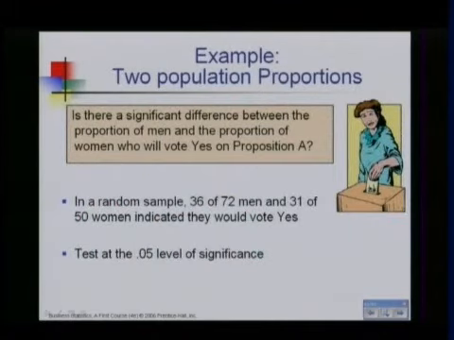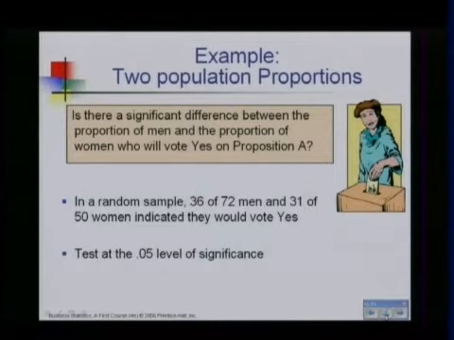Here's an example. Is there a significant difference between the proportion of men and the proportion of women who will vote yes on proposition A? We took a random sample of 72 men and 50 women. 36 of the men said they would vote yes. 31 of the women indicated they would vote yes. Test at the 0.05 level. Okay, so we have some information here, and we can go to our whiteboard to show you how to use that information to solve our problem.